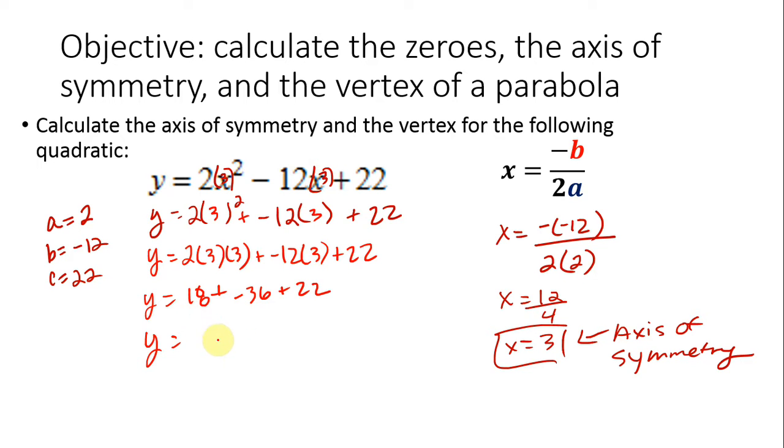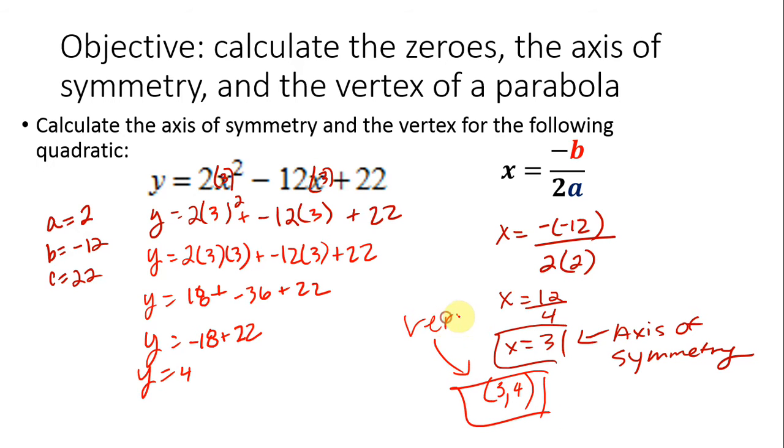18 plus -36 is -18. Oops. Plus 22. And negative 18 plus 22 is going to give me 4. So my axis of symmetry is 3. My y-coordinate of my vertex is 4. This is my vertex.